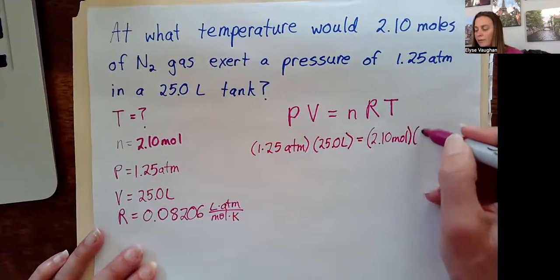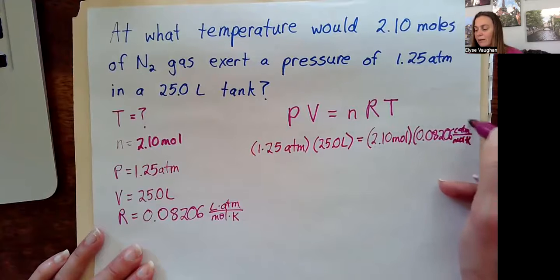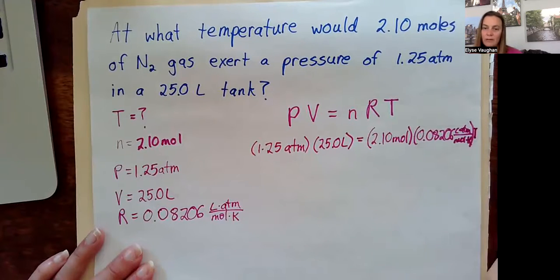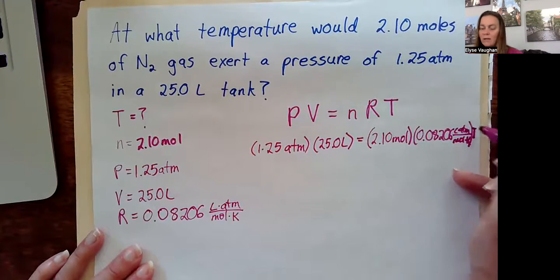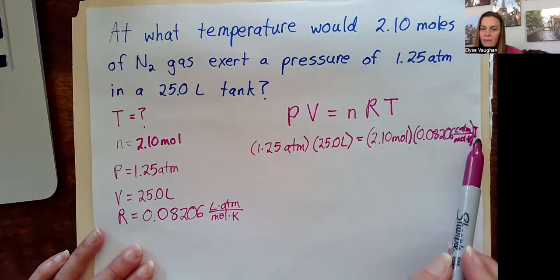R is 0.08206 liter atmospheres per mole Kelvin. And then temperature is the thing we're trying to find. Okay, so now I want to solve for T that's hiding over here at the end.